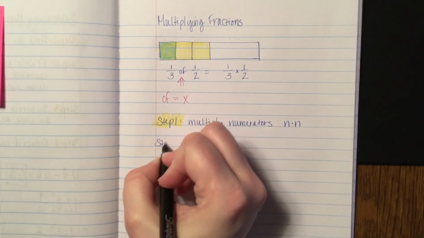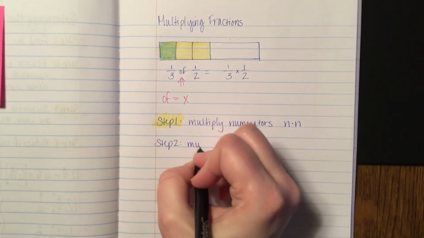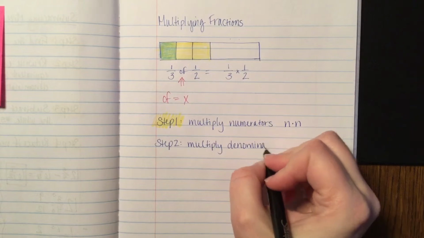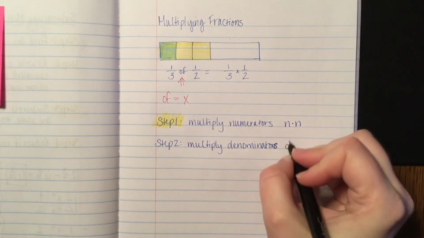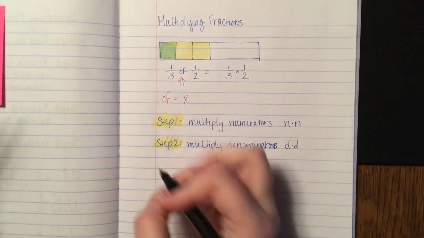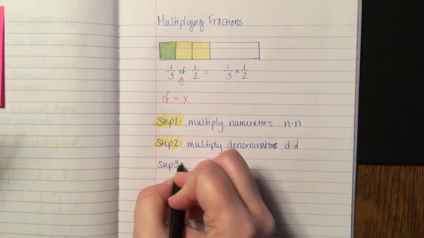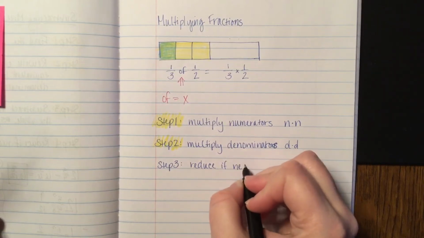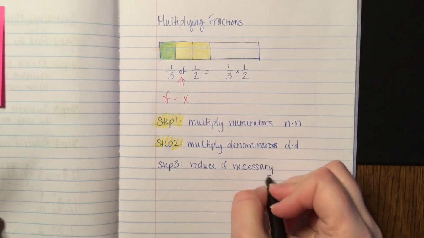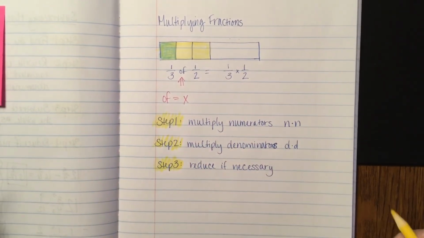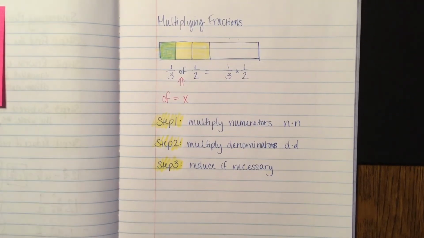Step 2 is multiply denominators. Oops. That's denominator times denominator. And step 3, I bet y'all can guess, reduce if necessary. Always, always, always, starting right now, actually starting several weeks ago, but always, give me your answers in simplest form, always.